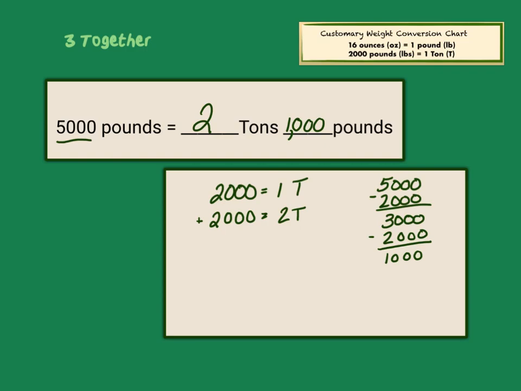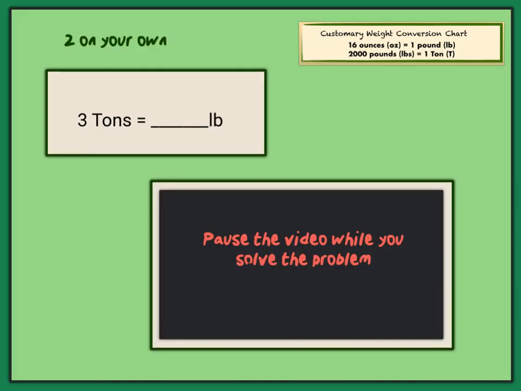Now let's see if you can do some on your own. Now it's time for you to do 2 on your own. For this first one, you're going to be converting 3 tons into pounds. Tons is a larger unit than pounds, so you're going to need a lot more pounds than you have tons, which means you're going to be multiplying. And if you see up here, you have 2,000 pounds equals 1 ton, that should give you a big clue on how to start this problem. Go ahead and pause the video while you solve the problem on your journal sheet, and then unpause it when you're ready to check your work.